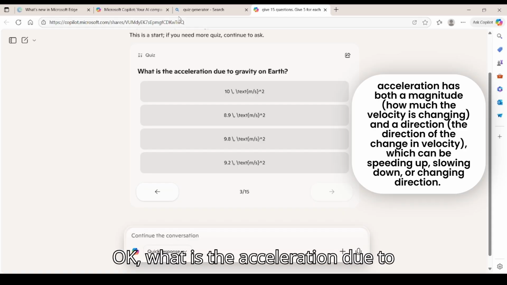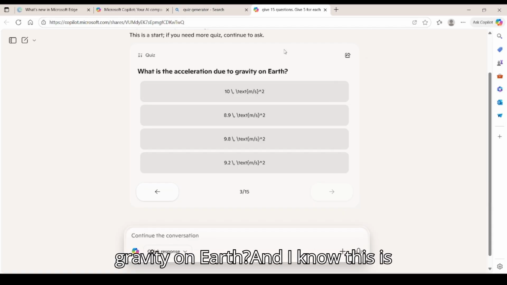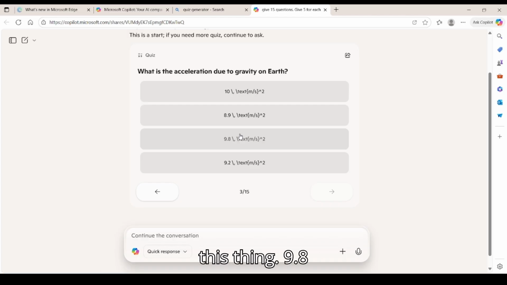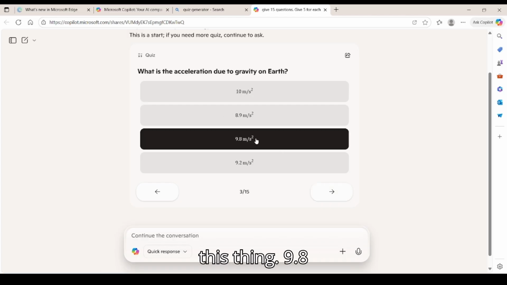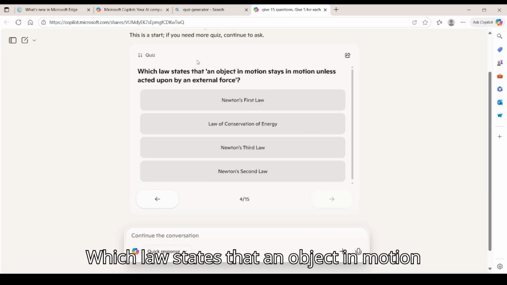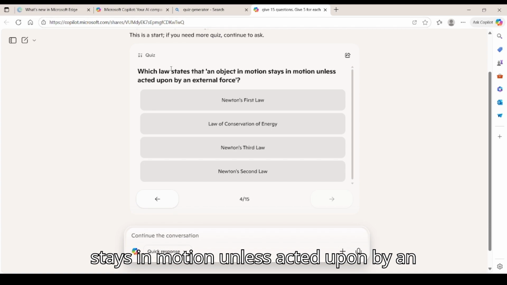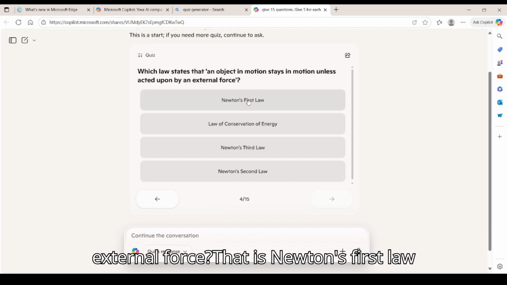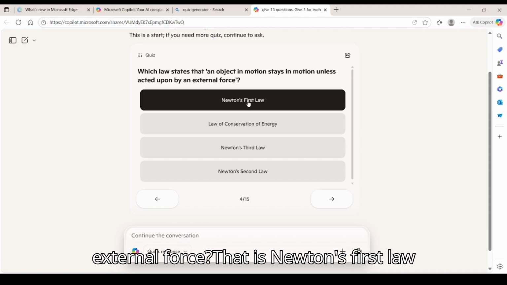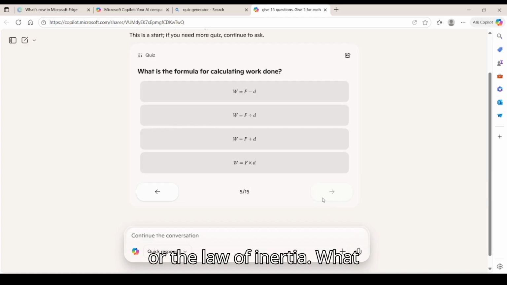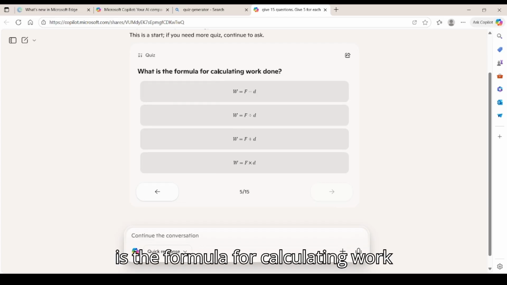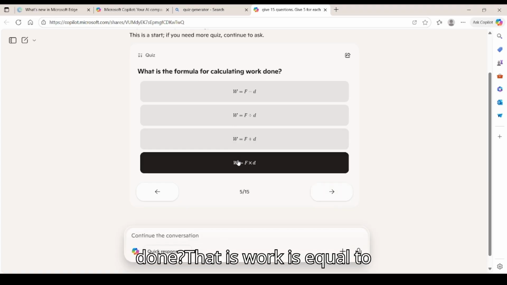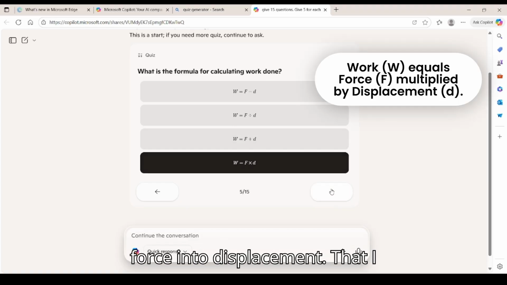Okay, what is the acceleration due to gravity on Earth? And I know this. 9.8 meters per second squared. Which law states that an object in motion stays in motion unless acted upon by an external force? That is Newton's first law, or the law of inertia. What is the formula for calculating work done? Work is equal to force times displacement.